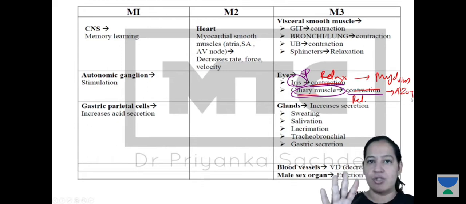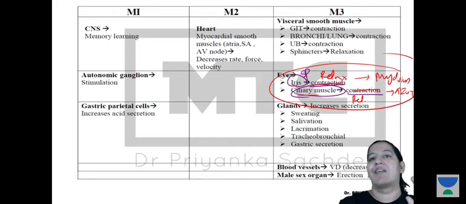So if you understood, बहुत अच्छी बात है. If you have not understood, don't panic. Just learn it. Give me a thumbs up. So that is the summary for the eye.